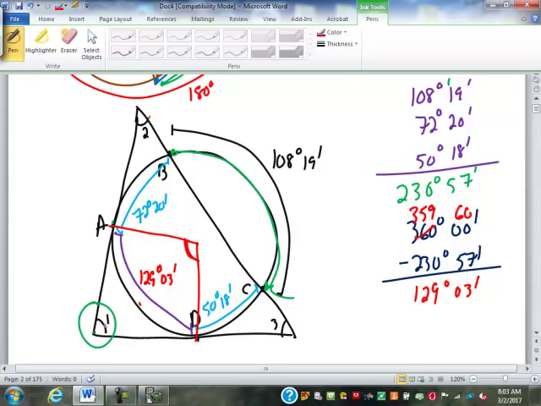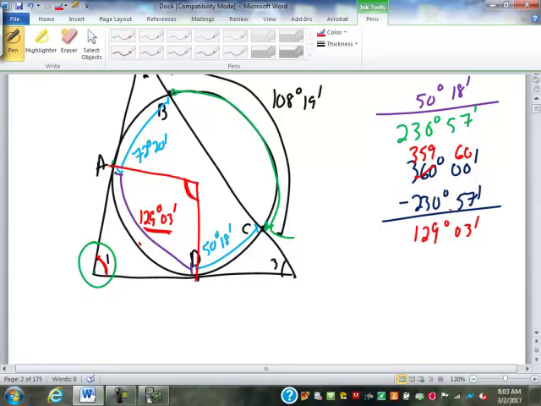And now that we know that, we know this angle is supplemental to that angle. Those two have to add up to 180. So 180 minus the 129.03 should give us, what, 50.57? So 50 degrees, 57 minutes.